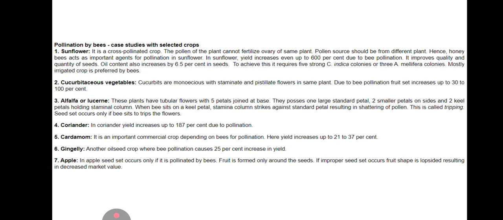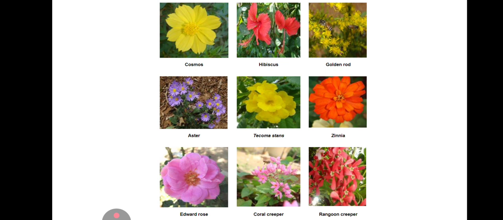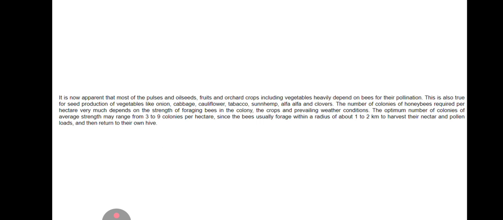The next thing is pollination by bees, case studies. This is just for your reference. I have already covered it. Just read it, and some of the photographs of the attractive flowers which are pollinated, and they attract the honeybees the most for pollination and give the nectar.